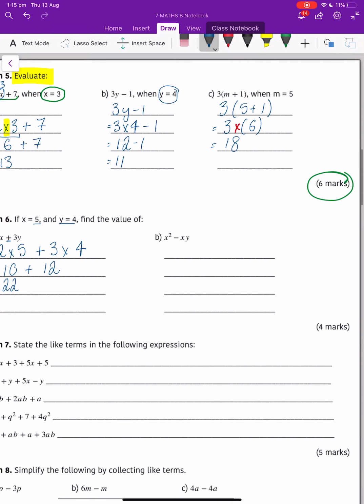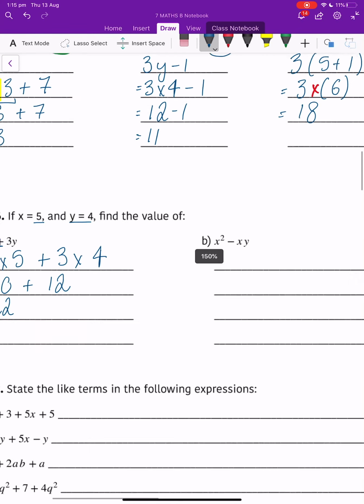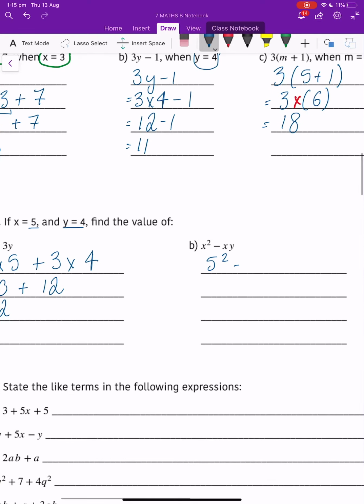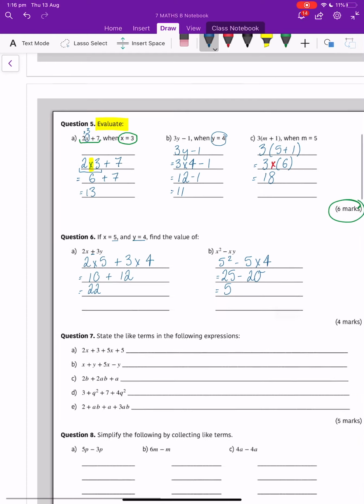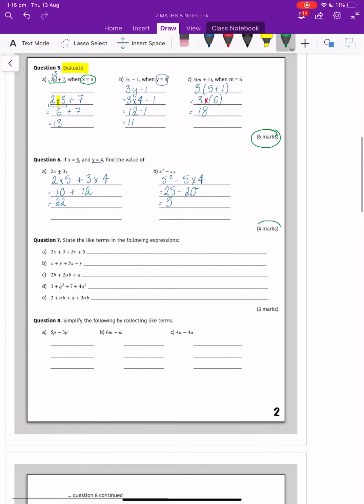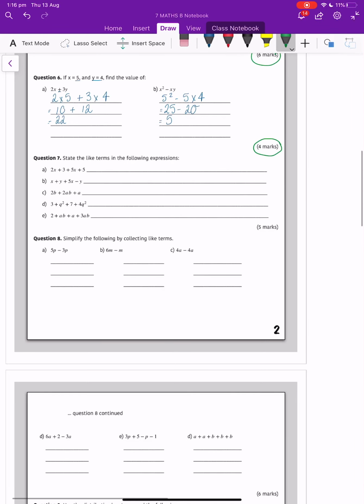Okay. Now this one I've got a square in there, so x is 5, so 5 squared, take 5 times 4. So 5 squared is 25, take 20, 25 take 20 is just 5, okay? So that's the working out. And if you got those answers and you showed me some working out, then I would give you 4 marks.